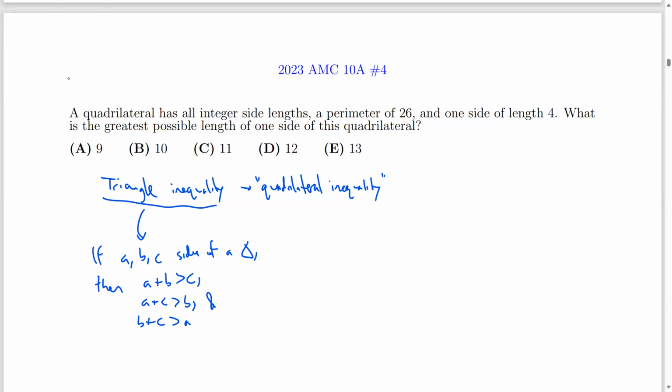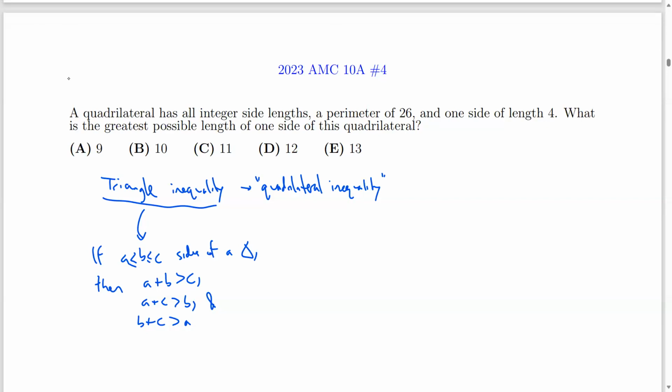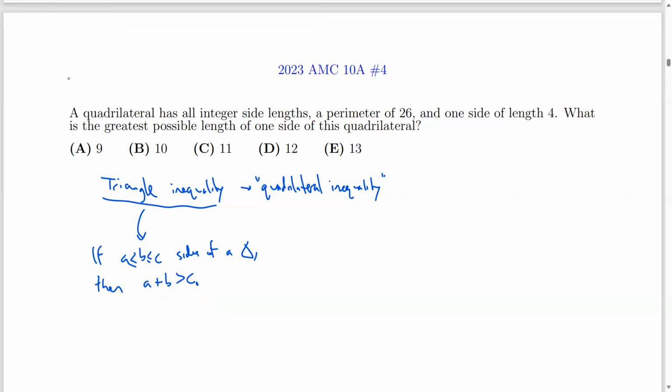So another way of phrasing the triangle inequality is that if the sides are ordered in terms of length, then instead of stating 3 inequalities, it's enough to say that the sum of the shorter two sides is strictly greater than the third side, because the remaining two inequalities are redundant. So we're going to need a version of this inequality for quadrilaterals.